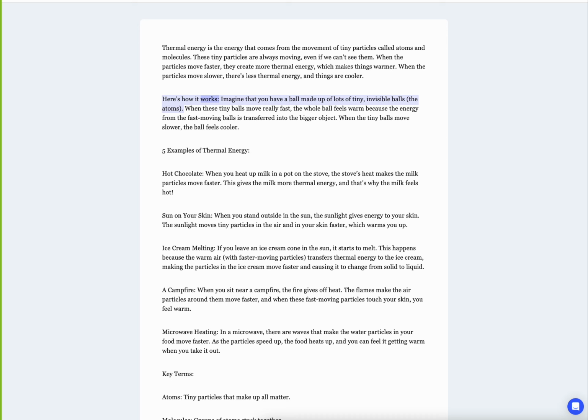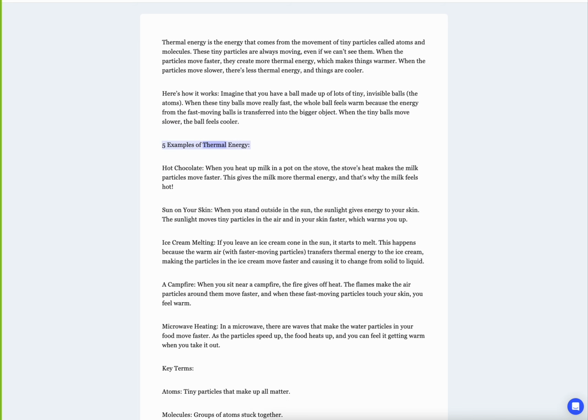Here's how it works. Imagine that you have a ball made up of lots of tiny, invisible balls. When these tiny balls move really fast, the whole ball feels warm because the energy from the fast-moving balls is transferred into the bigger object. When the tiny balls move slower, the ball feels cooler.